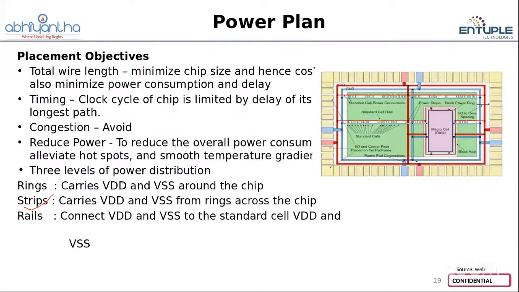The third one is your rails. Your entire netlist, that is your core area, will be divided into multiple channels. For each channel, the rails will flow over the top and bottom of the channel. The entire channel will get occupied by VDD and VSS. Then you have the placement activity.